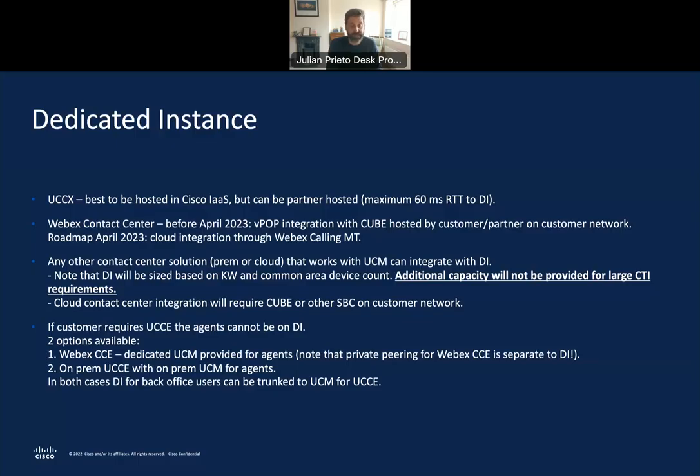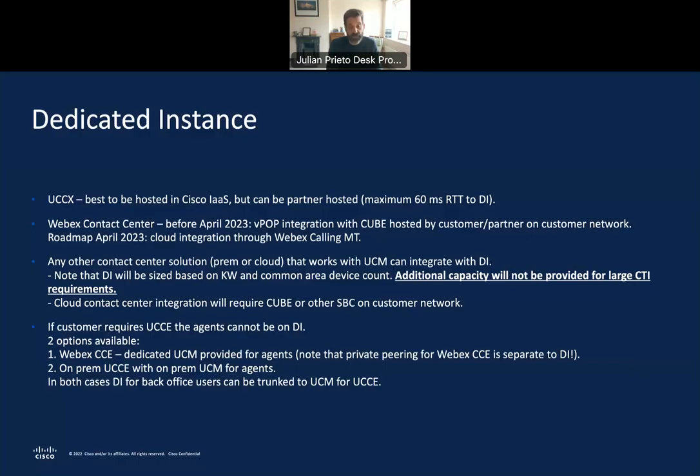The other consideration is that cloud contact center integration will require a CUBE or other SBC on the customer network. Cisco will not be providing any cloud connectivity to another cloud contact center directly out of the WebEx cloud. Any integration would have to be through the customer network, and typically the customer will have to do that through an SBC, to connect out to the cloud contact center vendor.